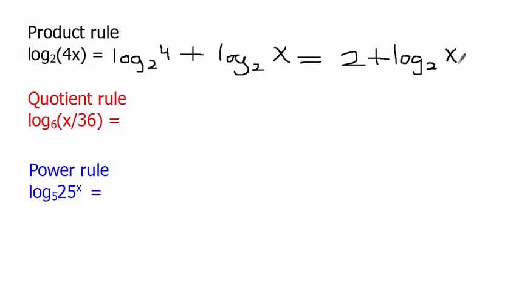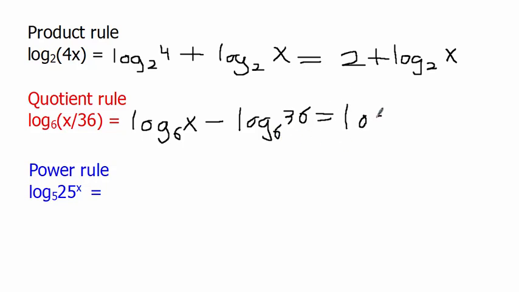base 2 of x. In the quotient rule, what I see in here is division. So remember, I don't change what the log base is. So that's log base 6 of x. This is a subtraction problem. Log base 6 of 36. And this second one I can do, because 6 to what power gets me 36? Log base 6 of x minus 2.